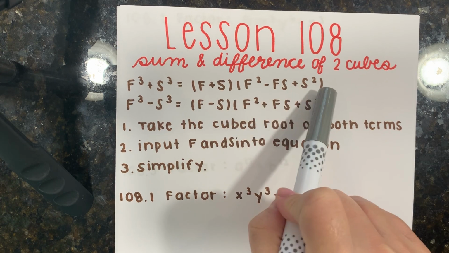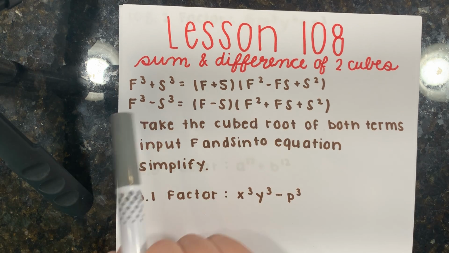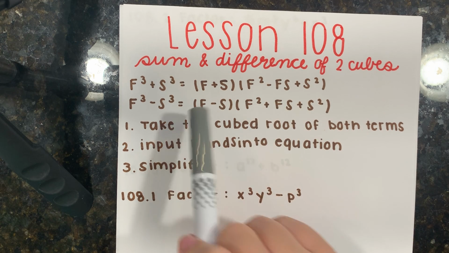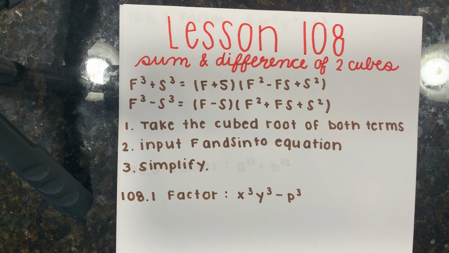And this is what that equation is going to turn out to look like. Then we have first term cubed minus second term cubed, and this is what the answer is going to end up looking like.